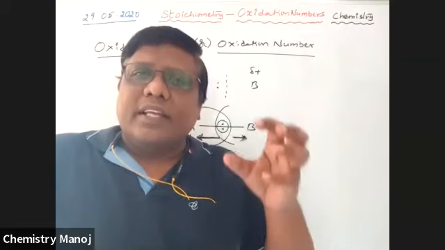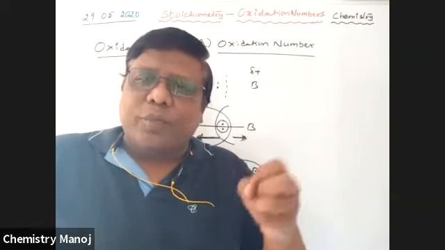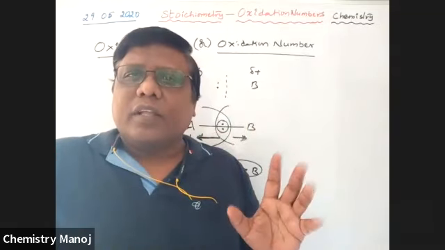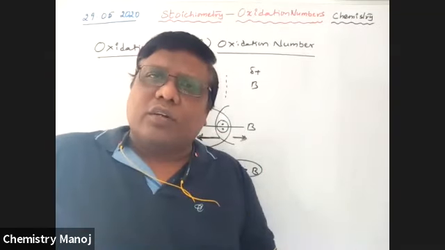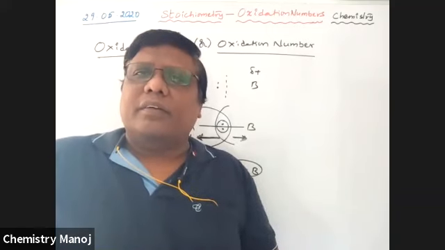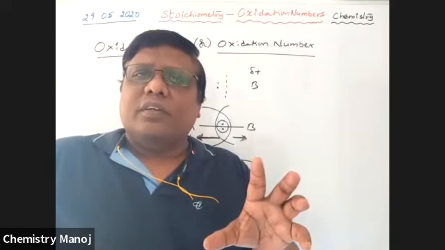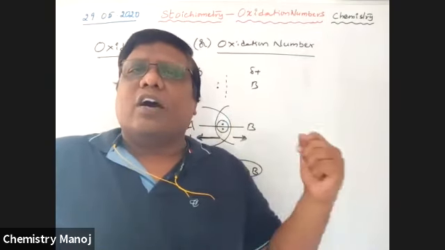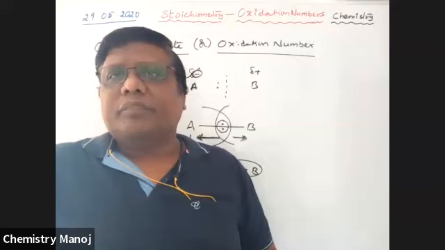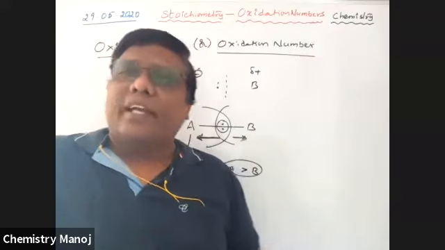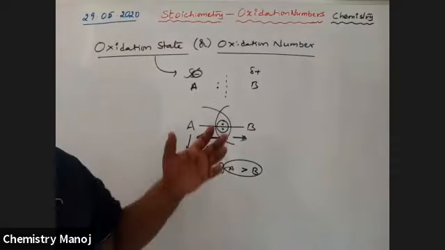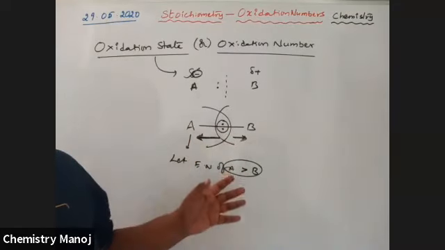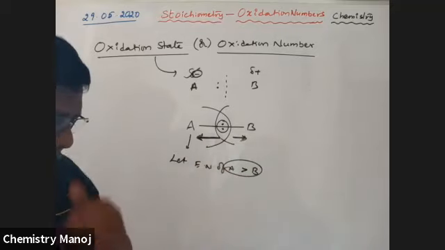That is the assumed charge, the hypothetical charge. It may be positive or negative, or zero, or a fraction, whatever it may be. The charge available on that particular element in that compound is called the oxidation state or oxidation number. Now we are going to calculate the oxidation state of a particular element in a particular compound, and the rules to find out these oxidation states.